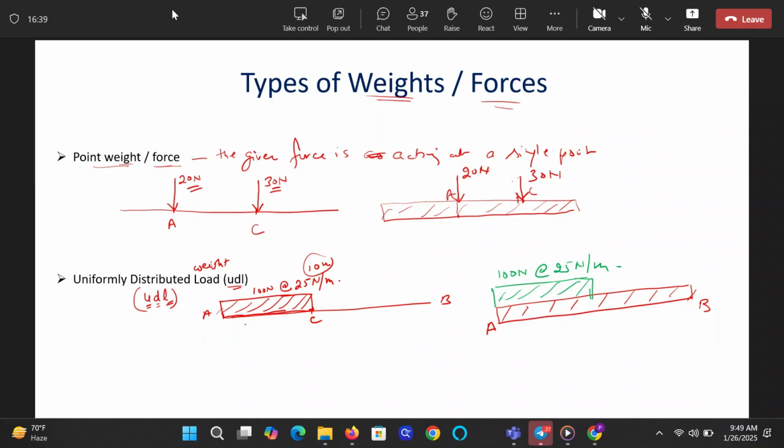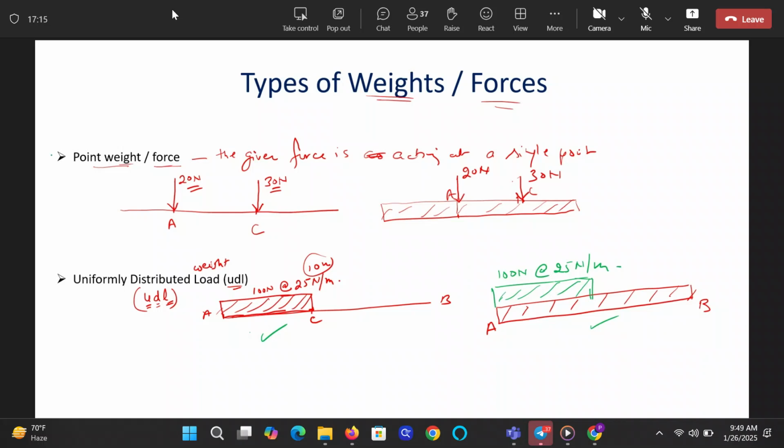This is 100 newtons at the rate of 25 newtons per meter. This is how a UDL will be represented on a light beam, and this is how a UDL will be represented on a beam of uniform cross section. Are these representations clear, guys? Clear? Yes, sir. So when we use these words, they should not have different meanings for us at any stage. Wherever I have to change the meaning, I'll warn you upfront that we are changing the meaning from what we agreed in the first class, if I at all do it.